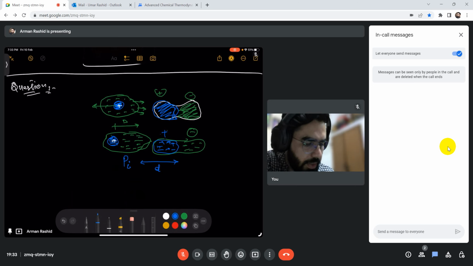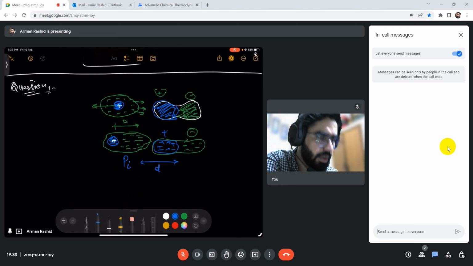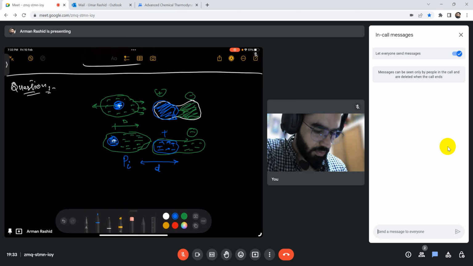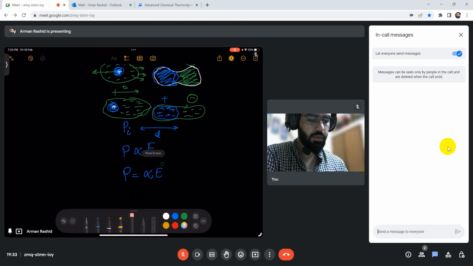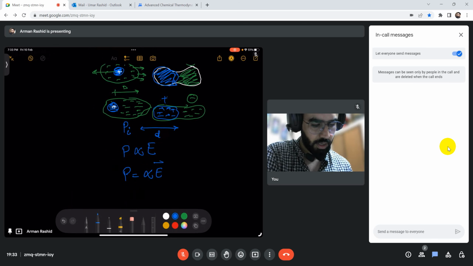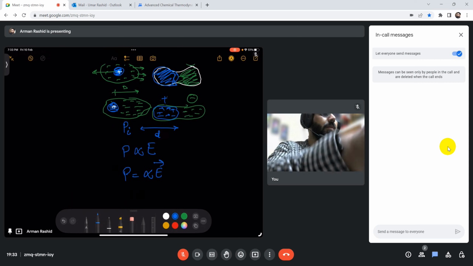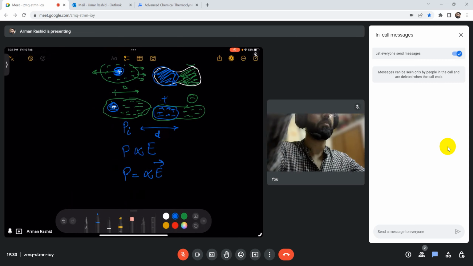So the closer it will be, the more electric field it will have. As a result, more dipole will be generated, because we already showed that the induced dipole is directly proportional to E, or in other words, P is equivalent to alpha E. Now we have to determine how much the electric field intensity will be.